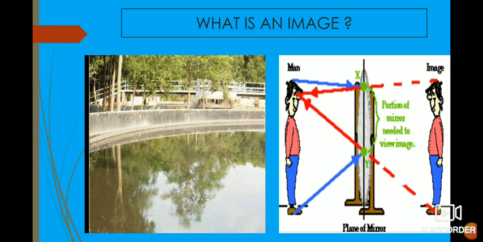So this is how the image is formed in a plane mirror. In the center you see there is a plane mirror. On the left hand side the man is standing, he is the object. The light travels and gets reflected back, but what you see actually appears as if there is an image formed right behind the mirror. So the image appears to be present behind the mirror.